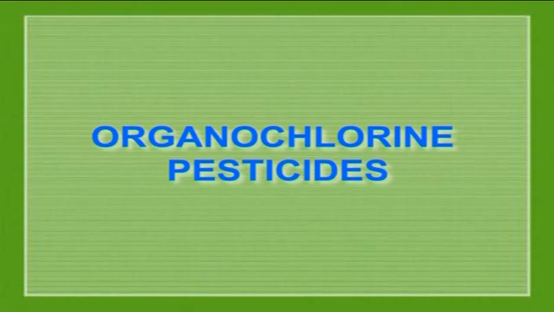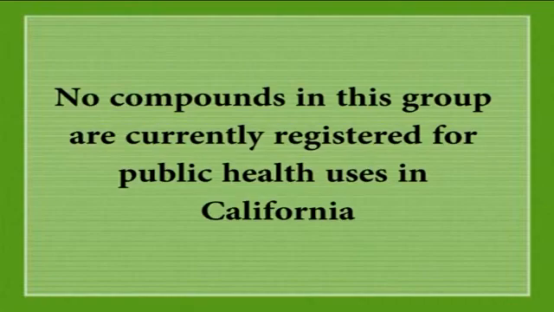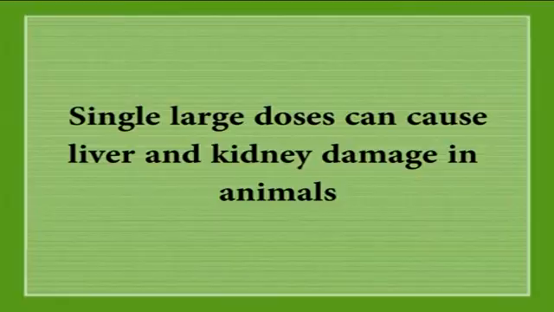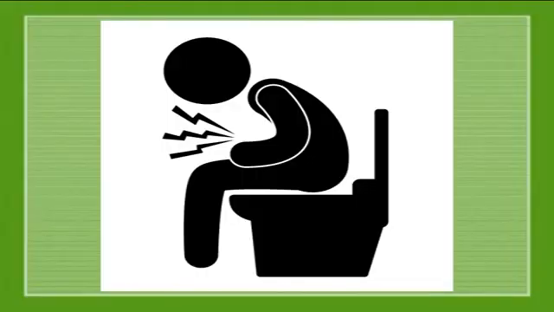Organochlorine pesticides. No compounds in this group are currently registered for public health uses in California. The organochlorines act on the central nervous system. Many of these compounds and their degradation products can be stored in the fatty tissues as a result of either large single doses or repeated small doses. Single large doses can cause liver and kidney damage in animals. Symptoms of organochlorine pesticide poisoning include nervousness, nausea and diarrhea.